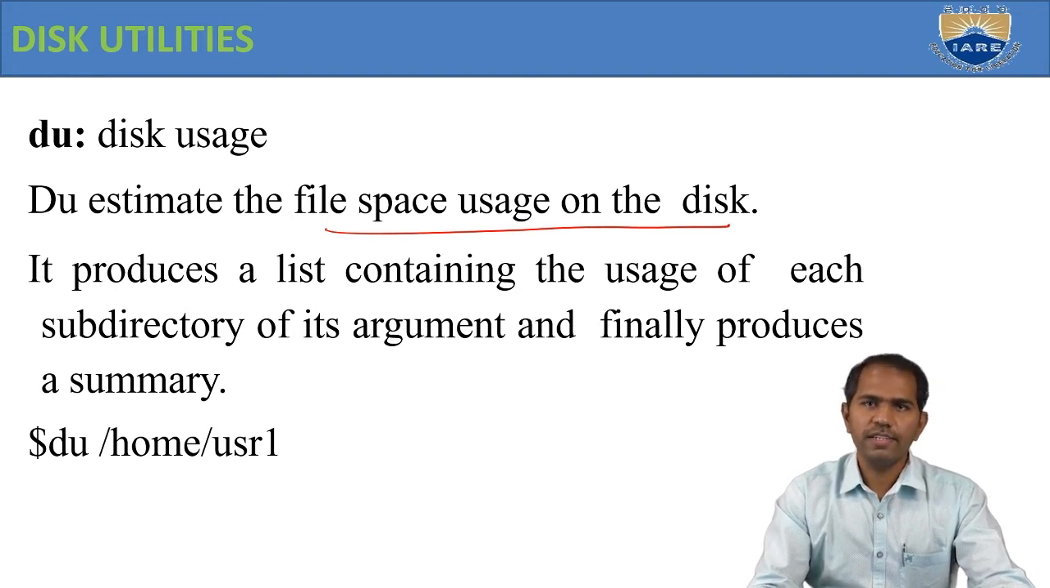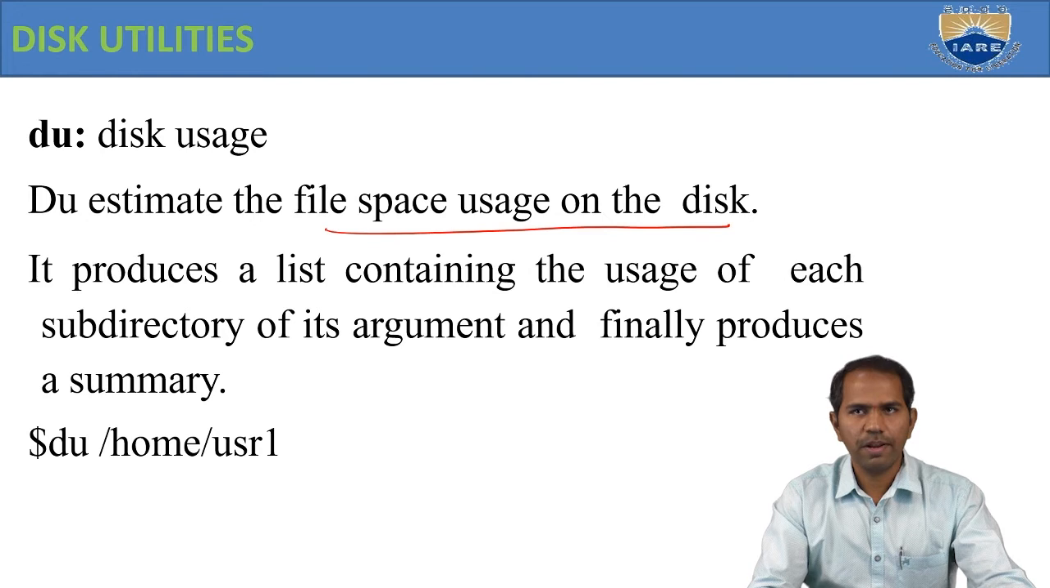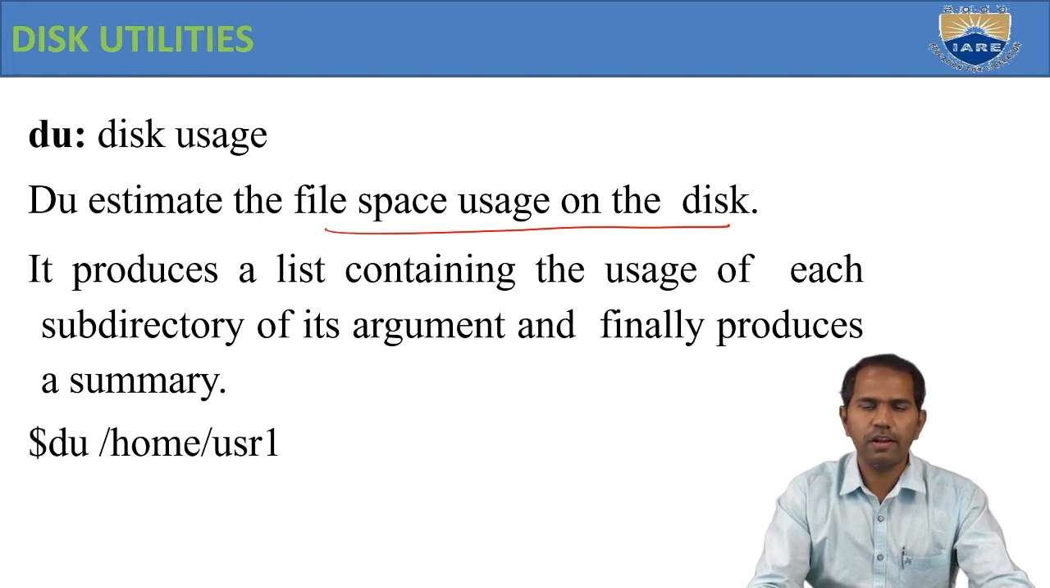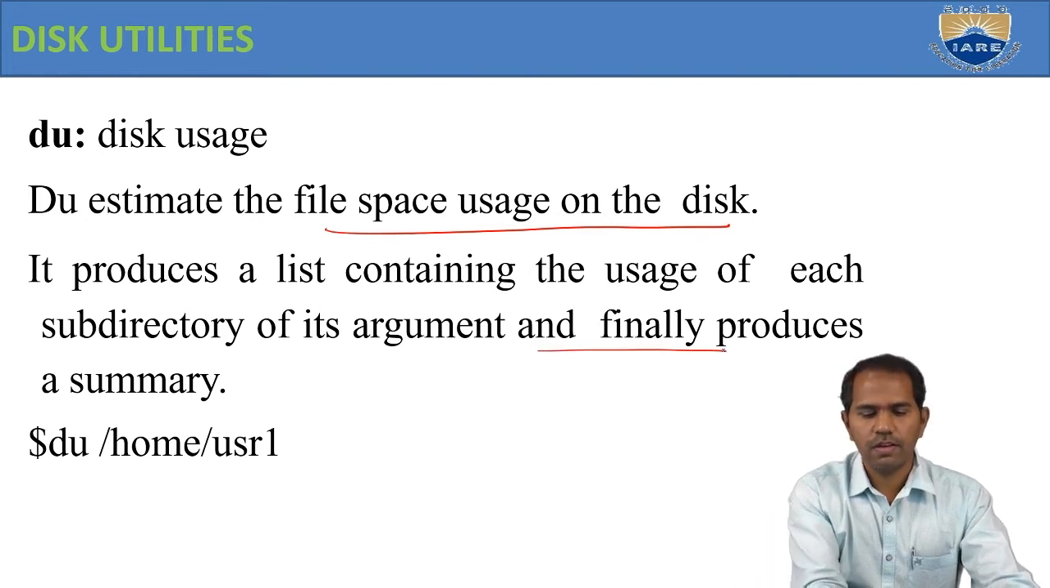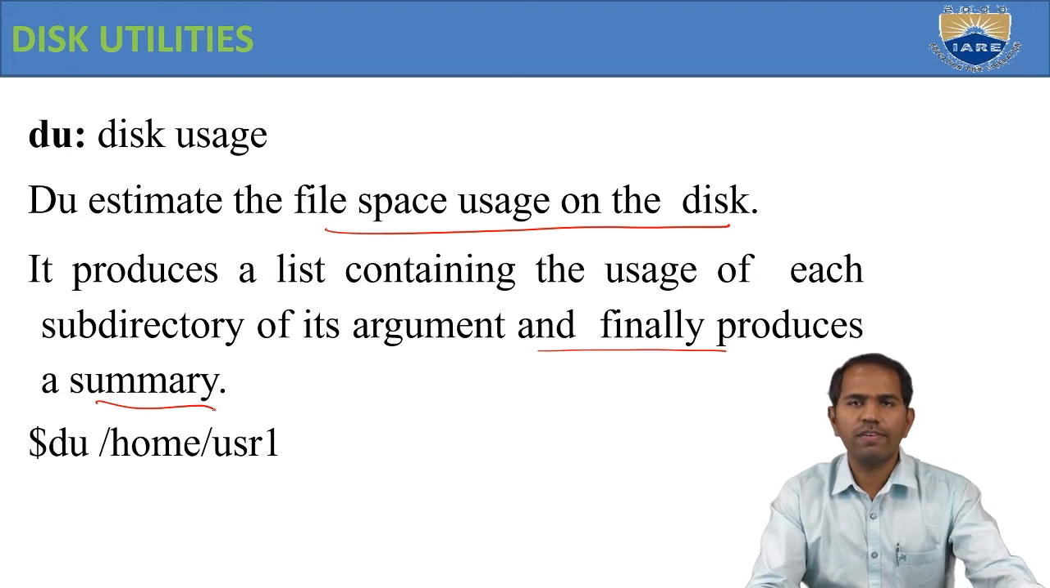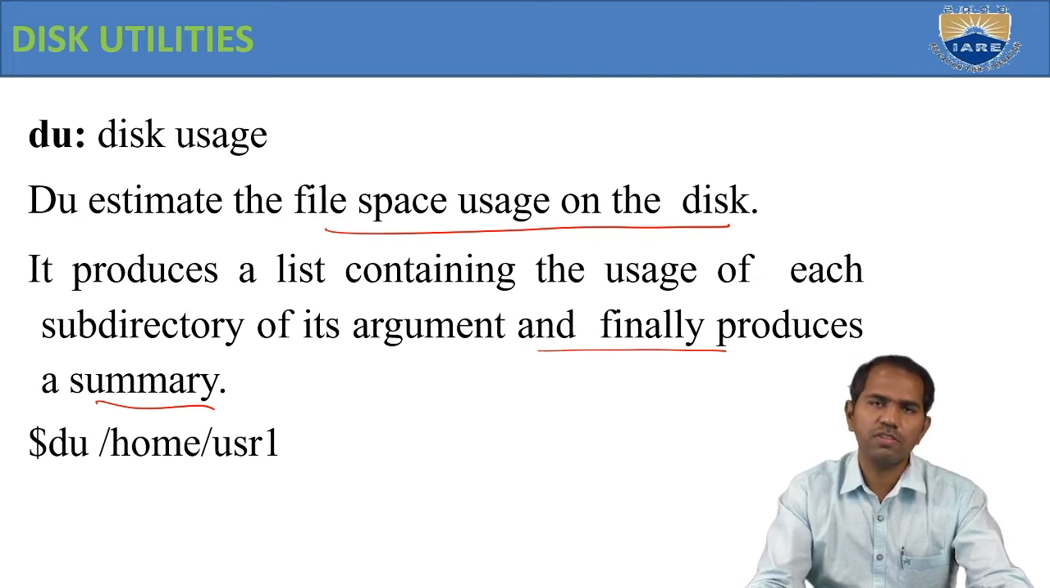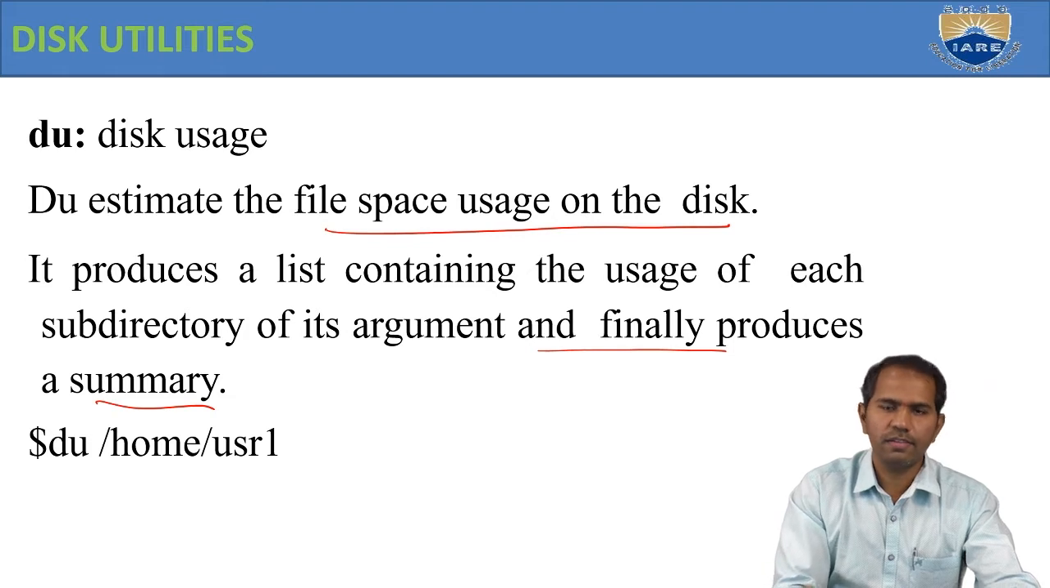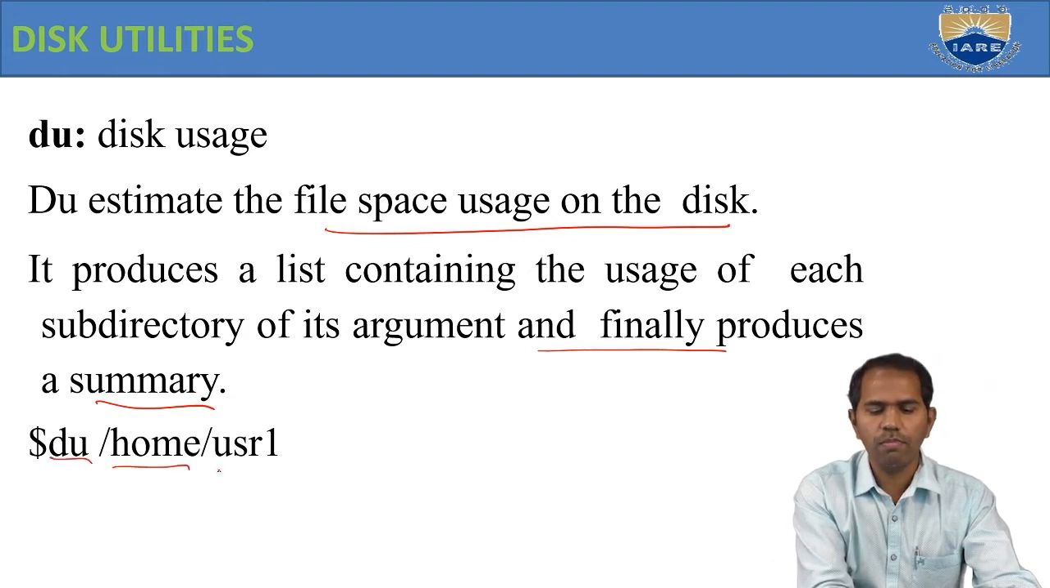It produces a list containing the usage of each subdirectory of its argument, and finally produces a summary. What content is presently available, and how much space is required, everything is displayed as an overview of our disk. It's one command, given like this: du /home/user.